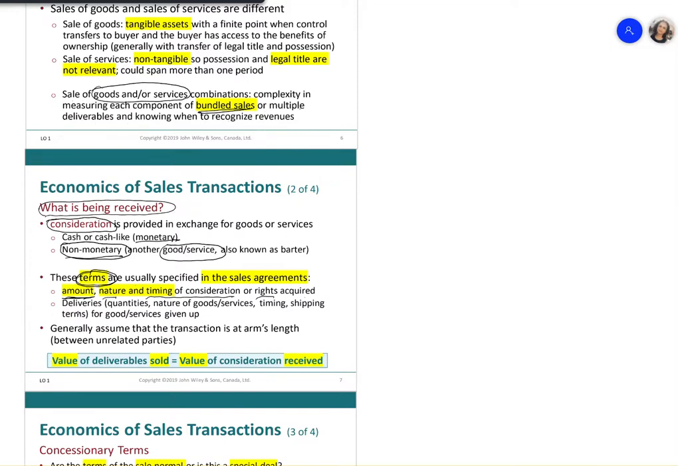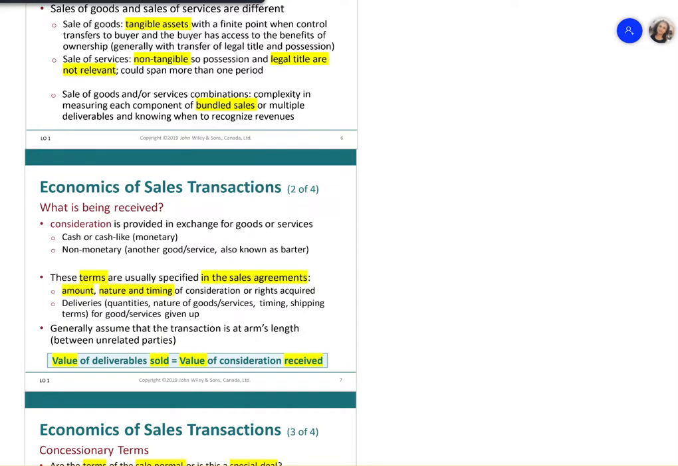And if your sale is related to goods, then we want to include in the agreement the quantities that we're going to be sending to them, the nature of the goods, when we are going to send it, and the shipping terms. All those are included in our sales agreement. So all the terms are included in the sales agreement.